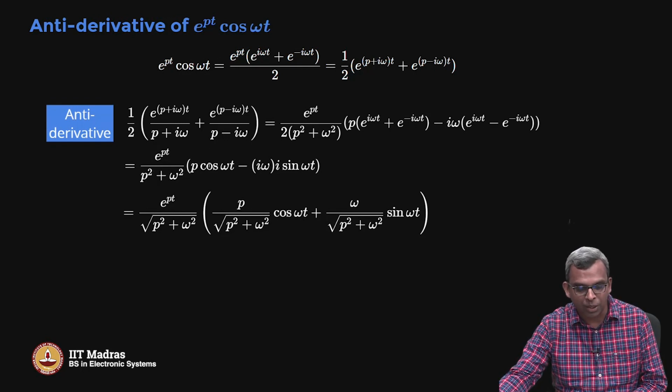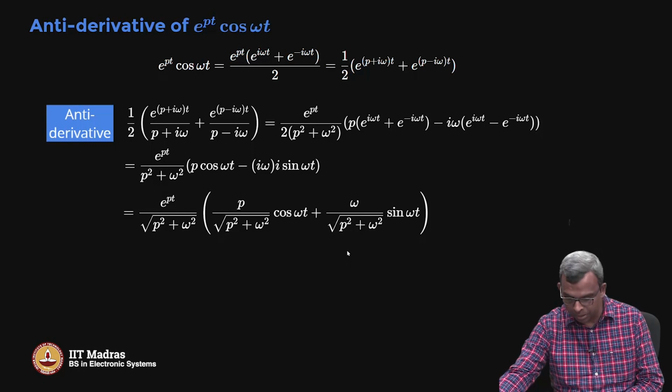So once you do that, you get this nice form where you have p by root of (p squared plus ω squared) cos ωt plus, where did I get a plus here? i into i is i squared is minus 1, minus of minus 1 is plus 1, plus ω by square root of (p squared plus ω squared) sin ωt. Now this guy inside the bracket looks to be very, very complicated, but actually it is a very simple thing.